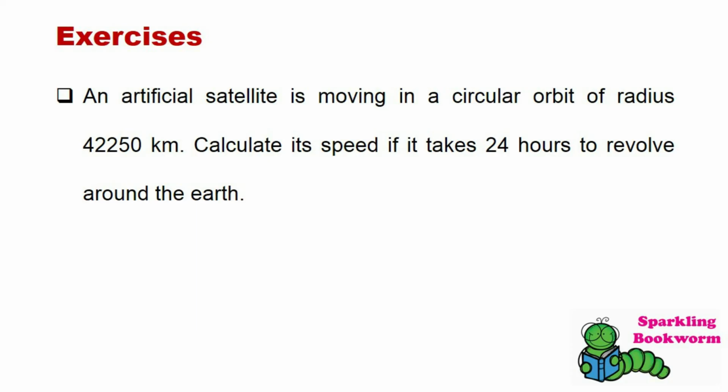Exercises. An artificial satellite is moving in a circular orbit of radius 42,250 km. Calculate its speed if it takes 24 hours to revolve around the Earth.